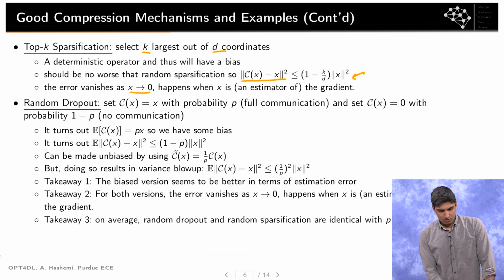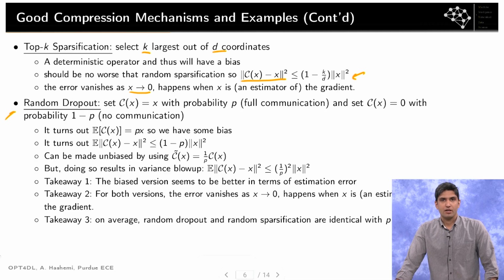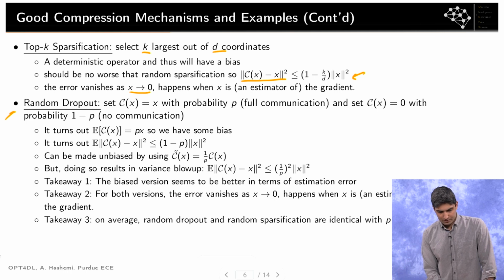All right. So another example of a good compression mechanism is random dropout. The idea here is that you're going to either communicate with full precision, or you're not going to communicate at all. And you're going to make a decision by tossing a biased coin. More specifically, you're going to communicate with probability P. Otherwise, you're not going to communicate anything, and that happens with probability 1 minus P.